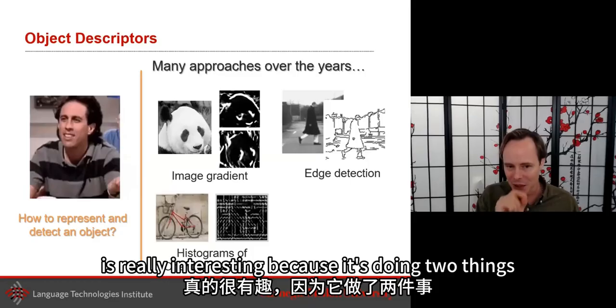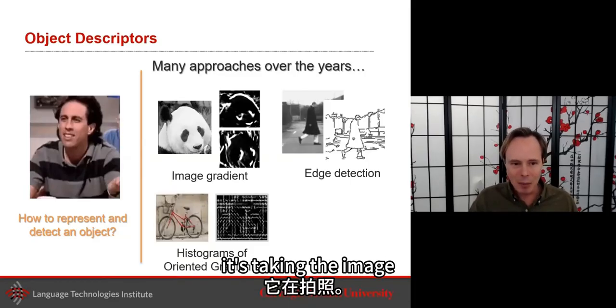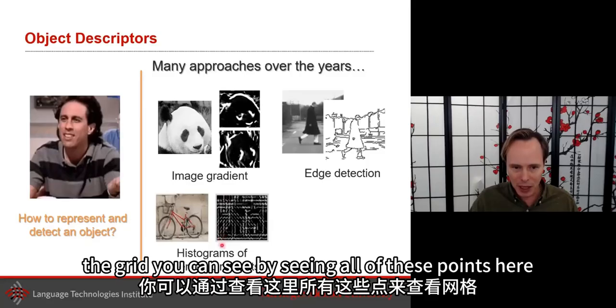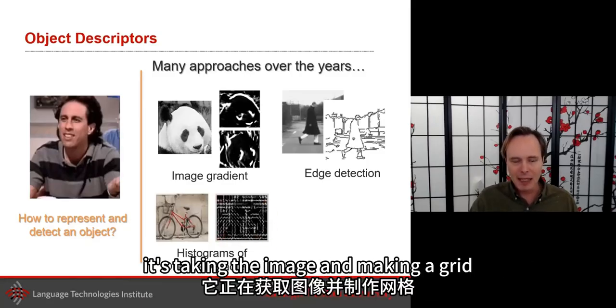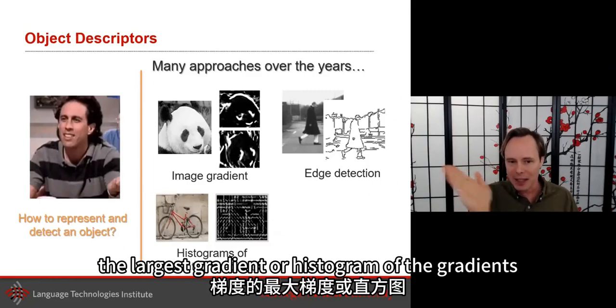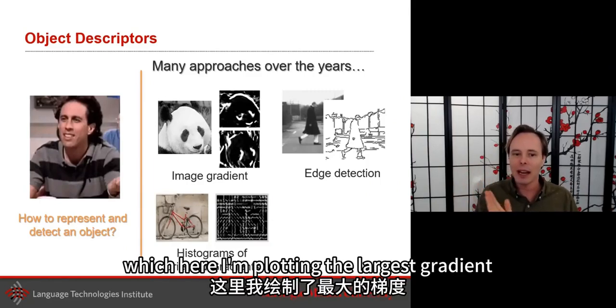And here is really interesting because it's doing two things. It's taking the image and spatially creating a grid. The grid you can see by seeing all of these points here. It's taking the image and making a grid, and for each cell it will tell you where is the largest gradient, or histogram of the gradients, which here I'm plotting as the largest gradient.